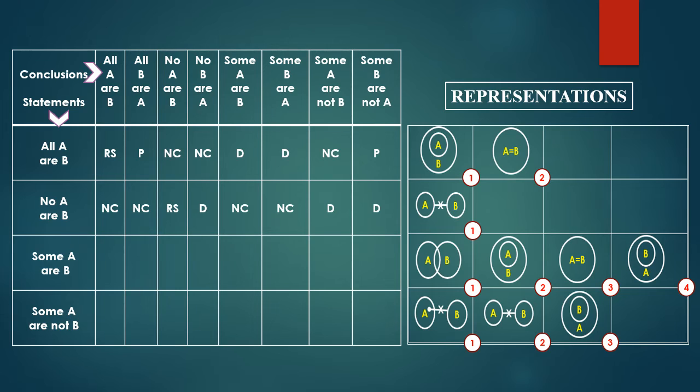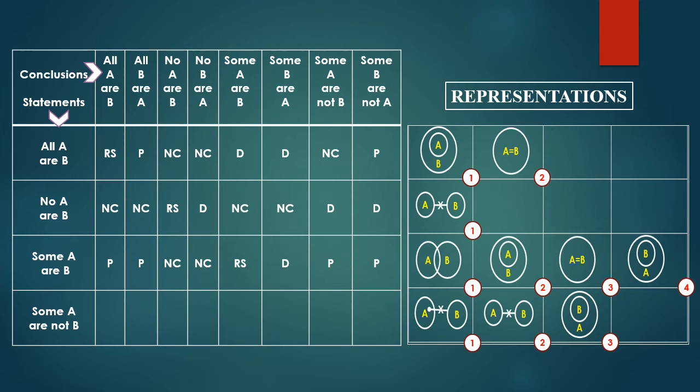Some A are B and some B are A. Both are no conclusion here because we have only one representation, and in that representation we are not able to see some A overlapping on B or some B overlapping on A. Then some A are not B and some B are not A. When whole A is not B, it's obvious that some part of A is not B. At the same time, when whole B is not A, some part of B is not A is obvious. So both are definite conclusions.